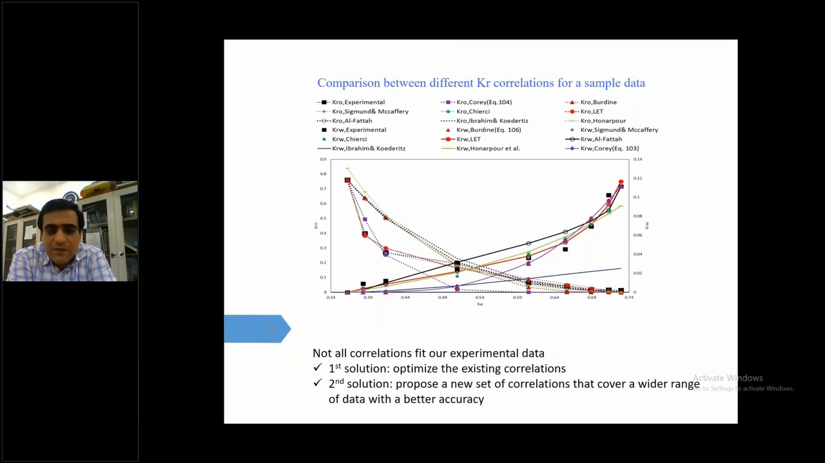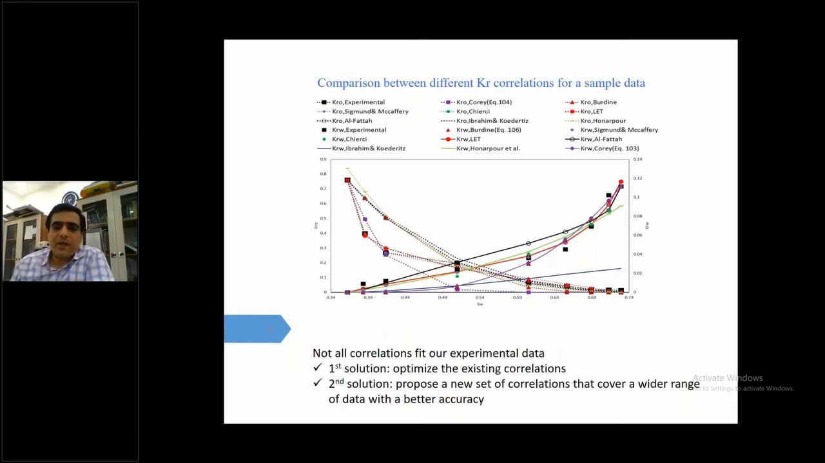It is obvious from this slide that not all correlations fit our experimental data. And this is a challenge for all of us when we are working with the data taken from a laboratory for a specific field. In order to overcome this challenge, the first solution will be optimizing the existing correlations. And the second solution will be proposing a new set of correlations which cover a wider range of data with a better accuracy. And we have attempted both.